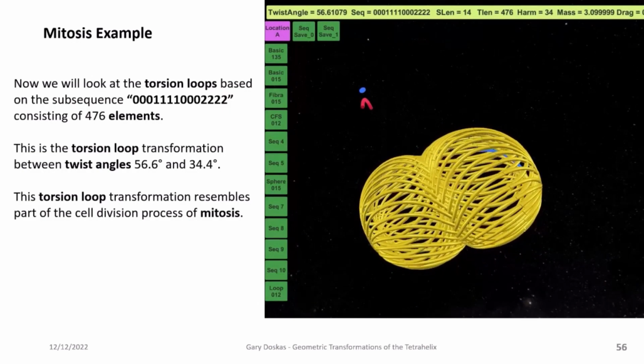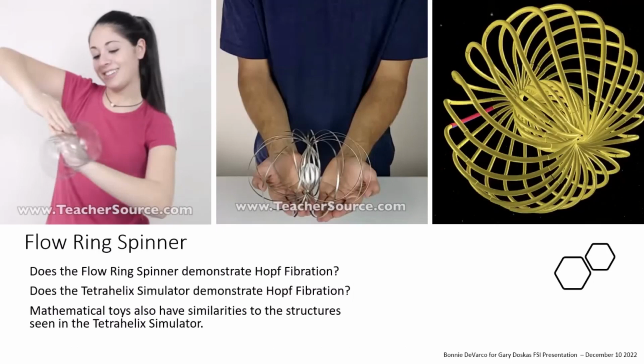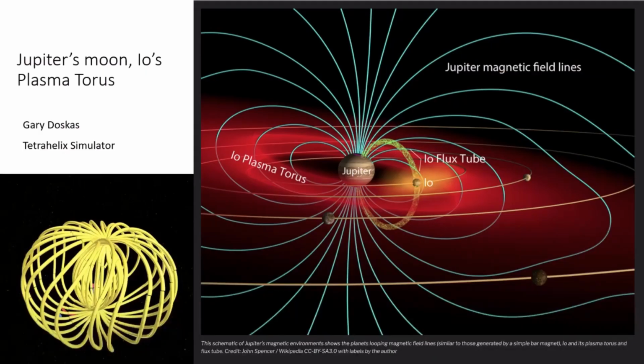Here is another thing that Bonnie has pointed out, that some of these toys, these flow ring spinners, have some similar characteristics. I'll be showing you these other video clips. It also resembles some of the plasma torus found on Jupiter's moon Io, and these magnetic field lines just have a similar correspondence to some of these shapes.